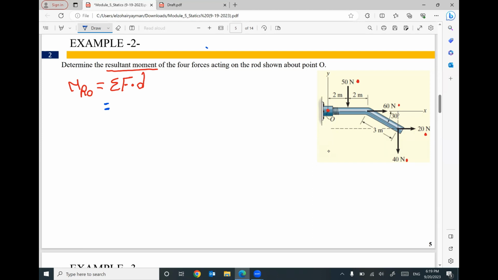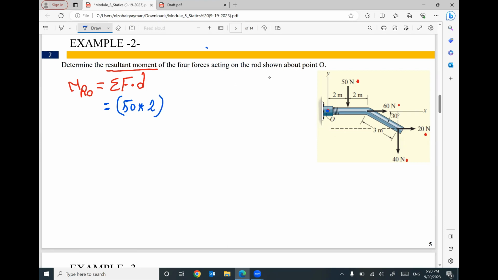Let's try with the first force, 50. Anybody in this meeting can tell me what is the distance between 50 and the point O? First of all, your 50 is vertical. That means your distance must be horizontal. What is the horizontal distance between 50 and the point O? How much? I need one to answer this question. What is the horizontal distance? Thank you. It's 2 meters.